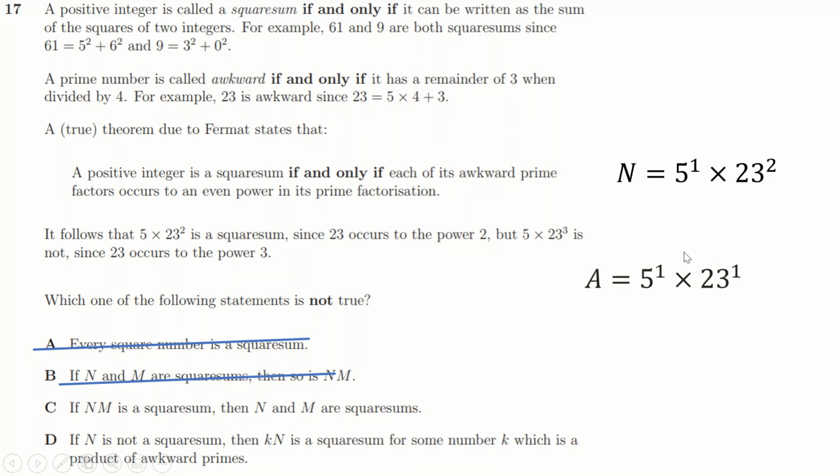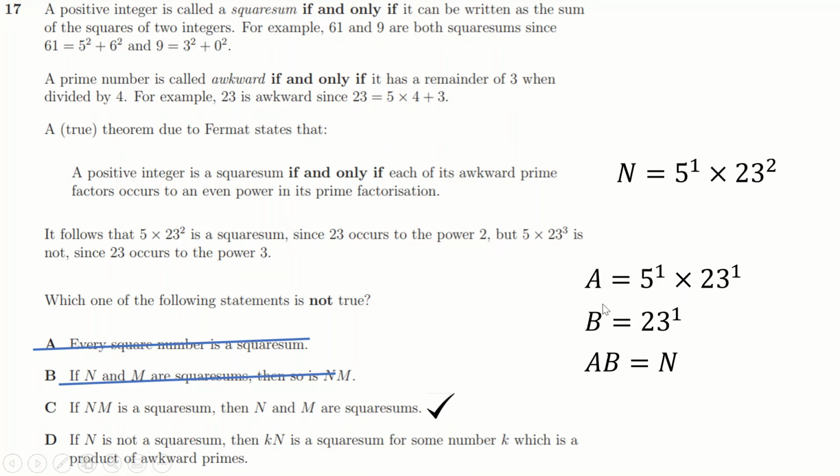Now let's just take a to be this, and let's take b to be this. Now, when I multiply a and b together, notice I make this square sum number n. A times b is n, because you just got one 5, and then you got two 23s. But neither a nor b are square sum, because their only awkward prime that each of them has is not an even power. So this is not true.